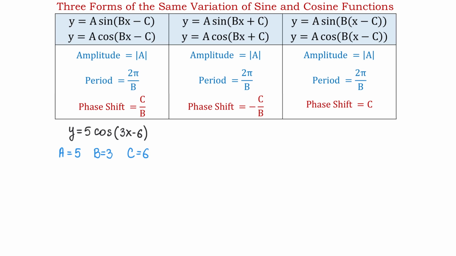And now let's find the phase shift. To find the phase shift, we have to divide c by b, and in this case c is 6 and b is 3. Then the phase shift equals 2.